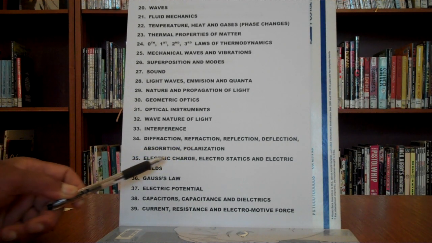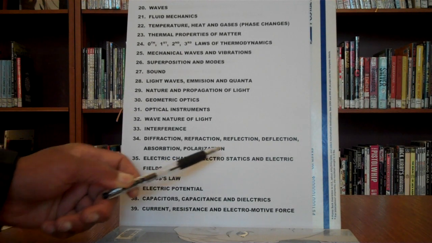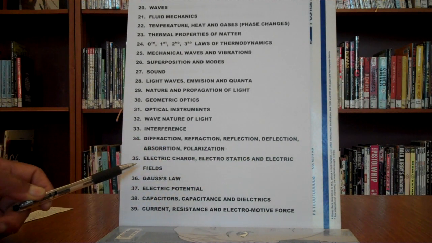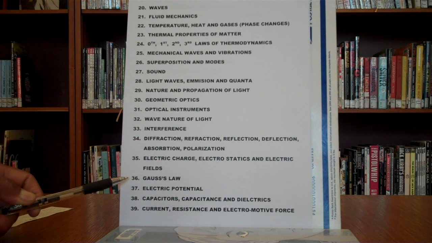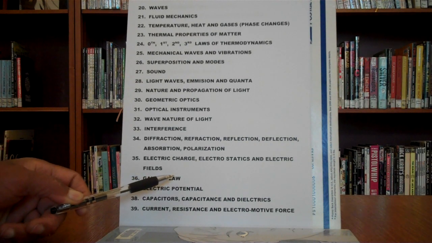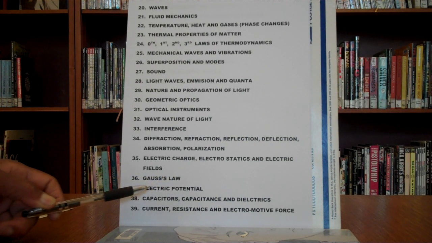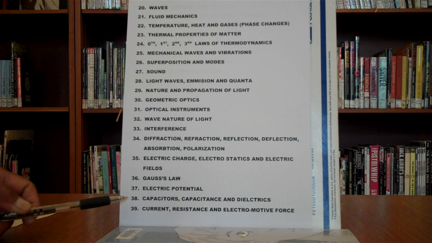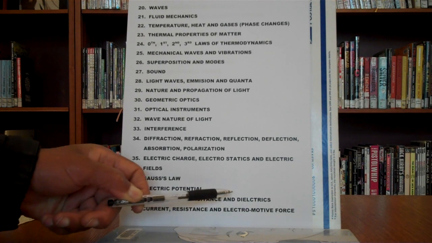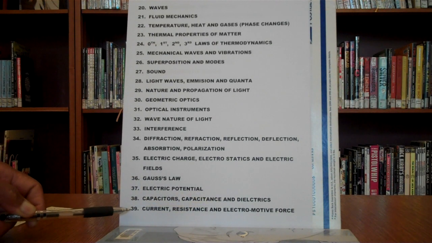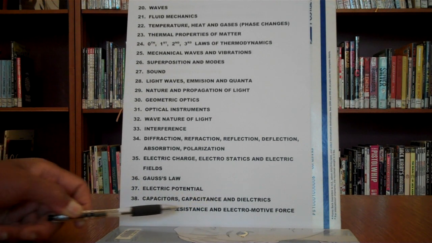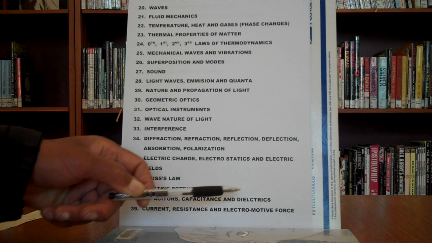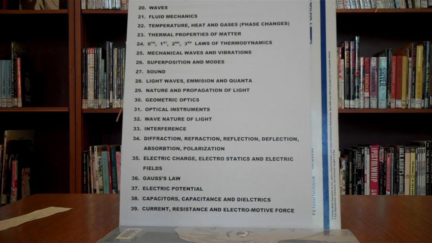35, electric charge, electrostatics, and electric fields. Number 36, Gauss's law. Number 37, electric potential. 38, capacitors, capacitance, and dielectrics. 39, current, resistance, and electromotive force.